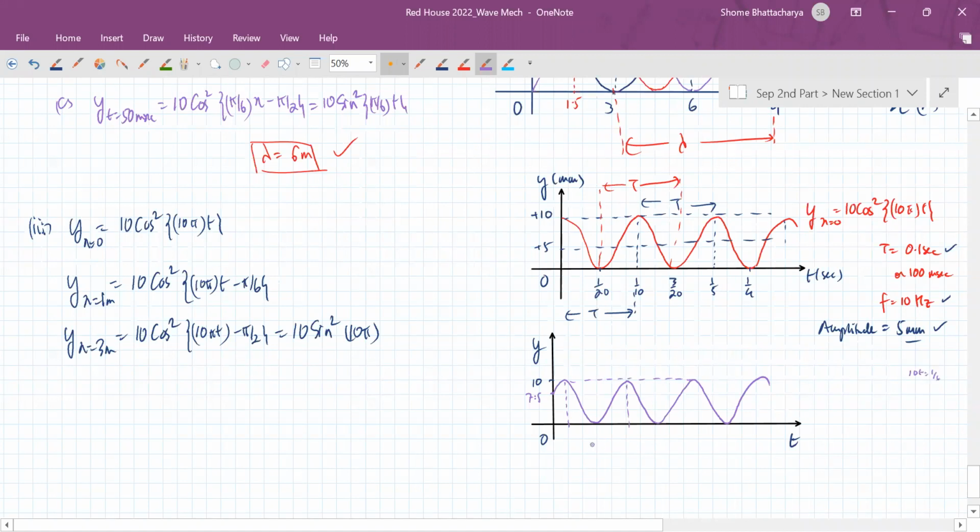This has become 1/60th of a second. This would have become 7/60 per second. This would have become 1/60 plus 1/20. So that is 1/15 of a second.